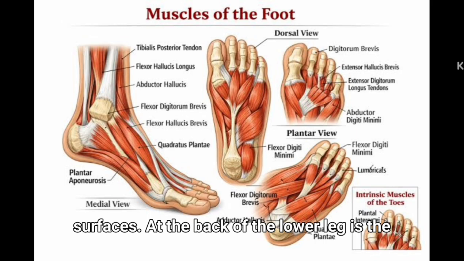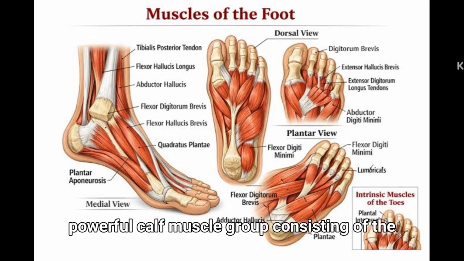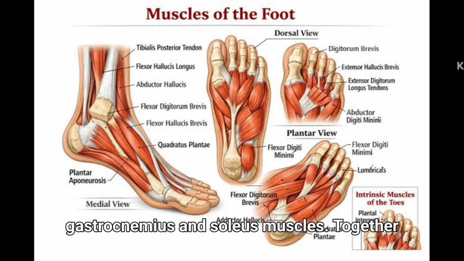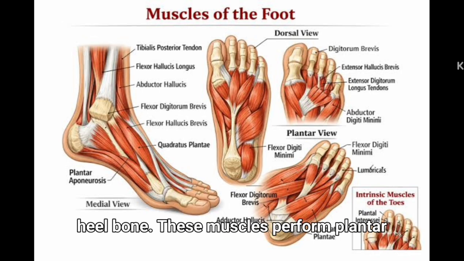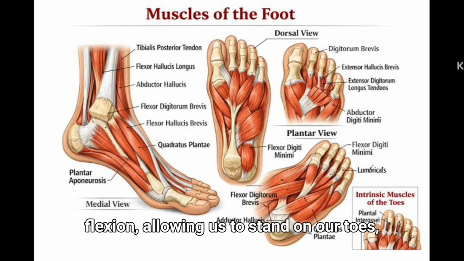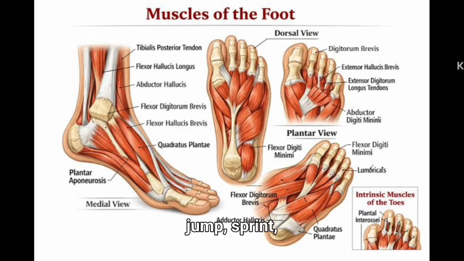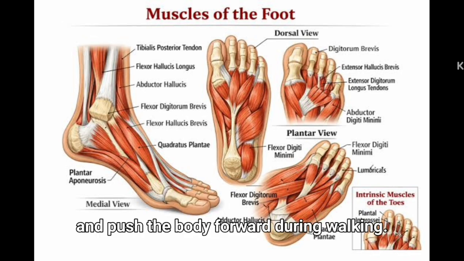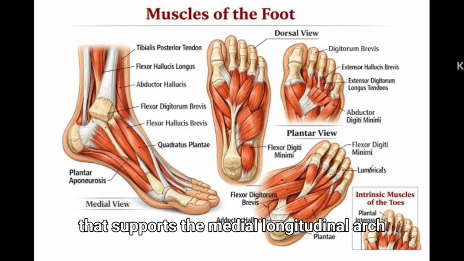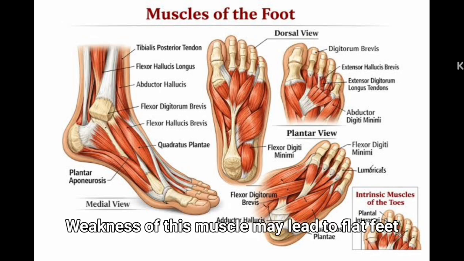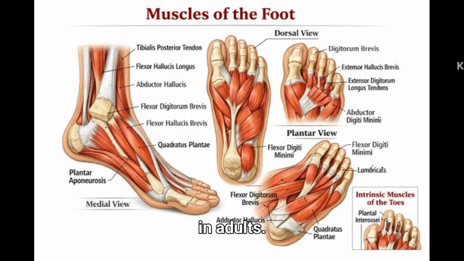At the back of the lower leg is the powerful calf muscle group consisting of the gastrocnemius and soleus muscles. Together they form the Achilles tendon, which inserts into the heel bone. These muscles perform plantar flexion, allowing us to stand on our toes, jump, sprint, and push the body forward during walking. The tibialis posterior is another deep muscle that supports the medial longitudinal arch of the foot. Weakness of this muscle may lead to flat feet in adults.